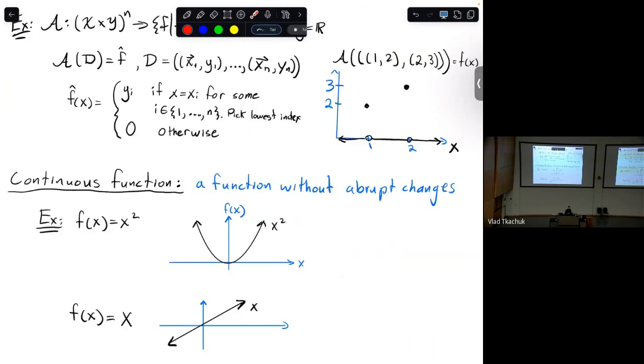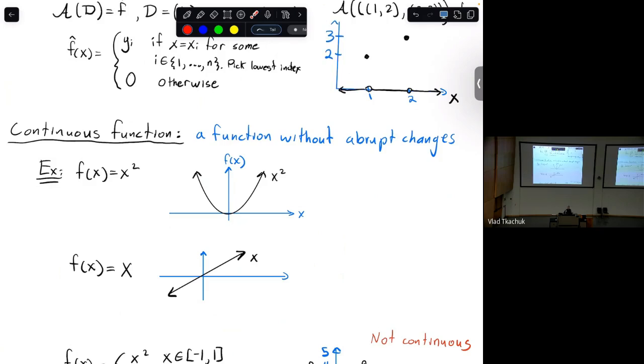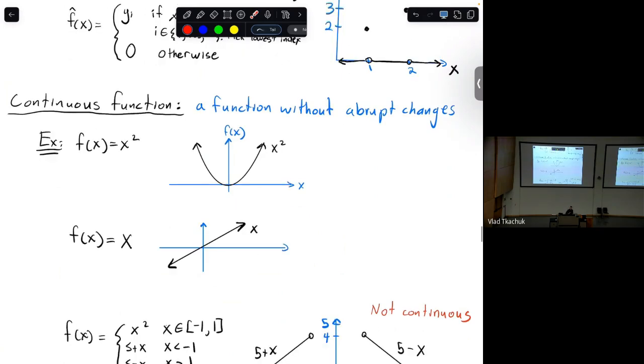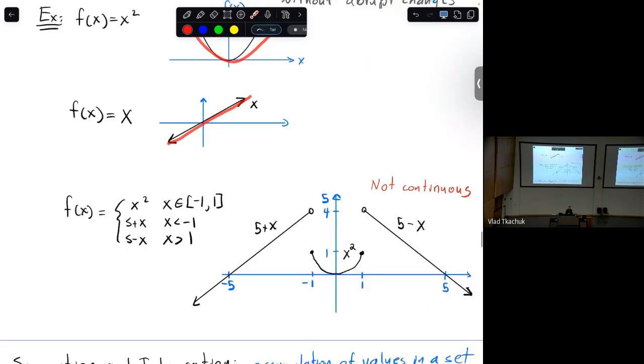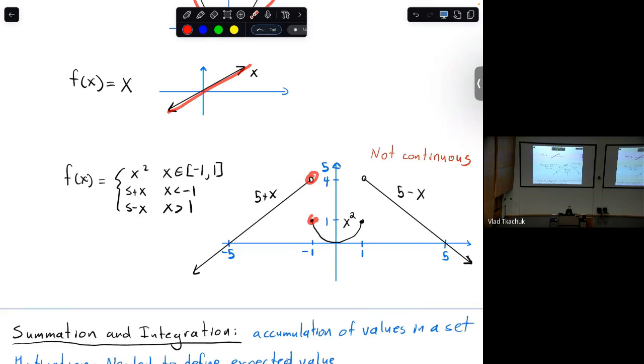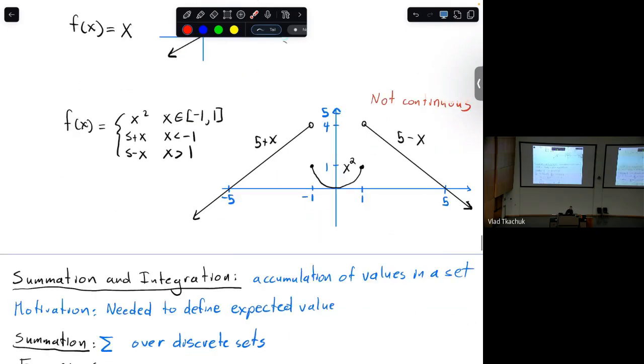There are these things called continuous functions. To be honest, I don't even think we need this that much, but it's here. We're not even going to define it formally, but it's just that there are no abrupt jumps in your function. So x squared is continuous, a line is continuous. If there's a jump like this, there's a formal definition for this, but we don't need it, then it's called not continuous.